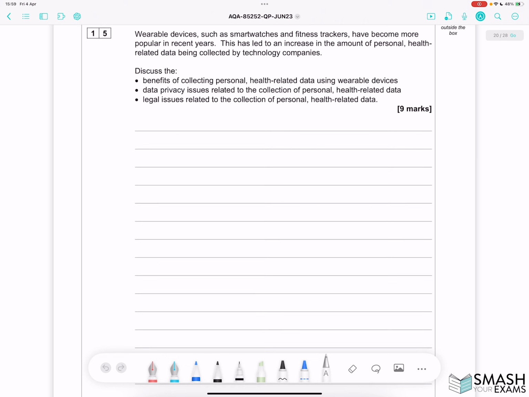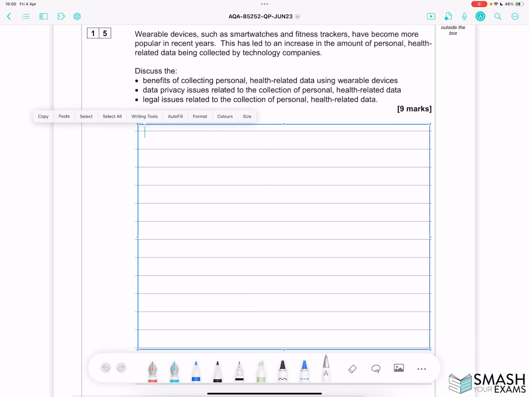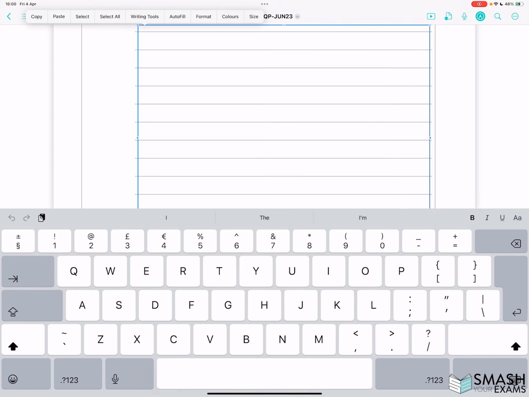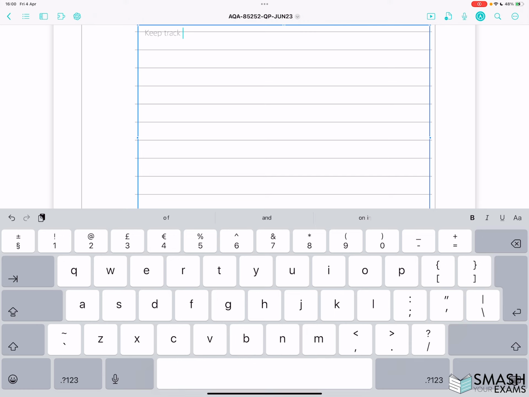Okay, so I'll just map some bits out for us to begin with. Let's do just that. So some things that we might want to include. All right, well, first of all, some benefits. Let's talk about some benefits of storing this kind of data. Well, first of all, it means that we can keep track of our health goals. Yeah, that's probably one of the main reasons for it. So keep track of health goals. Why else would we want to do it? Well, we would want maybe to use it for motivation.